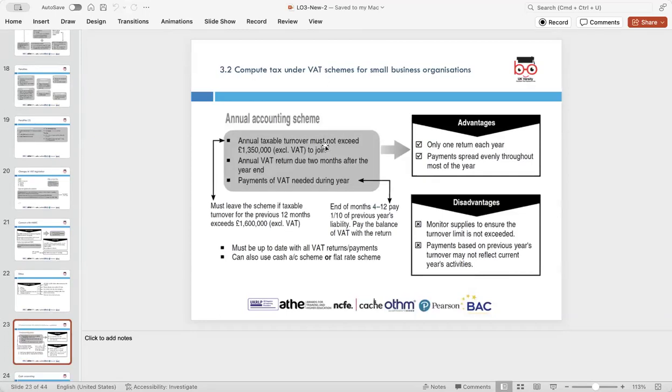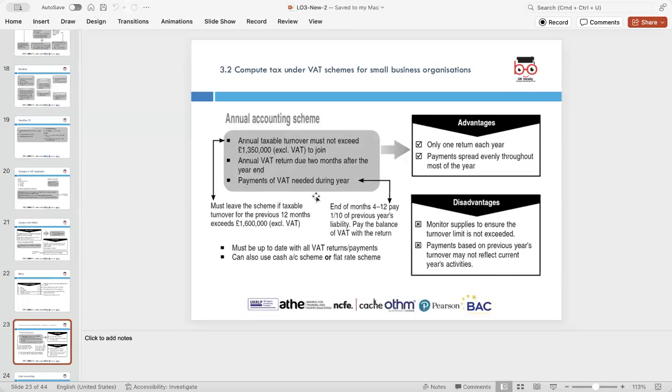Annual accounting scheme. The annual accounting scheme offers businesses a simplified method for managing their VAT obligations. To join this scheme, a business's annual taxable turnover must not exceed 135,000 pounds, excluding VAT. Once enrolled, the business is required to submit only one return, one month after the end of the accounting year.